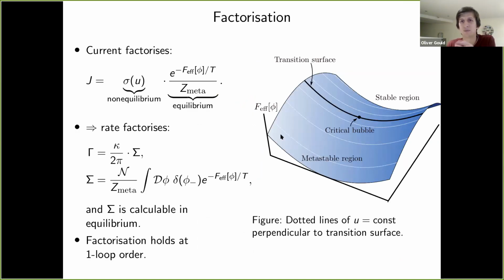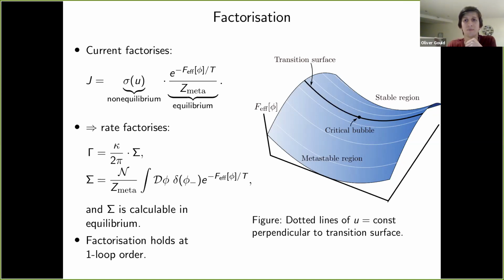Here I've shown, kind of zoomed in on that. This picture here is a zoom in. You can see the transition surface in black. The minimum on the hill between the metastable region and the stable region on the far side is the critical bubble. And we've zoomed in, and we now can, everything's quadratic.